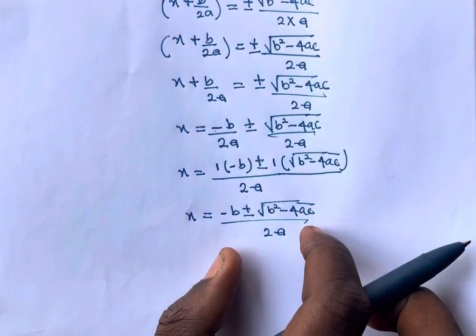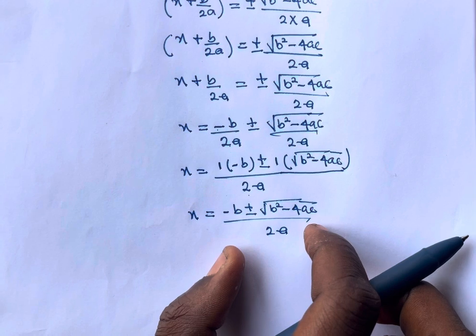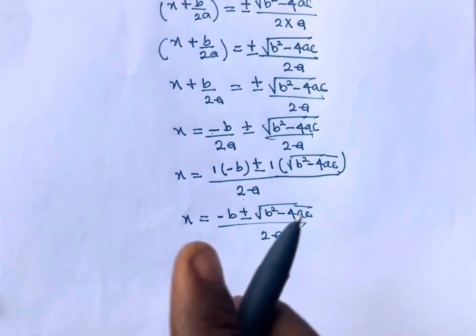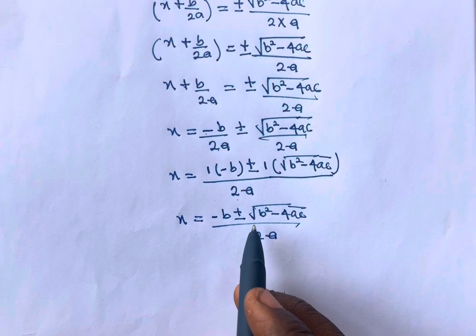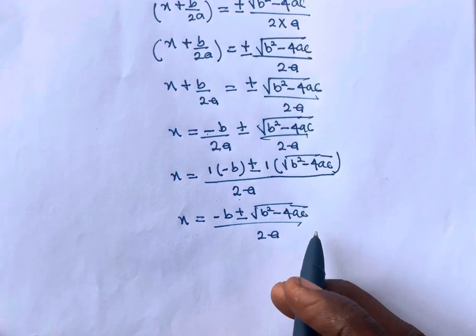If you look at this, this is the quadratic formula which has the value of x to be minus b plus or minus the square root of b squared minus 4ac all over 2a.